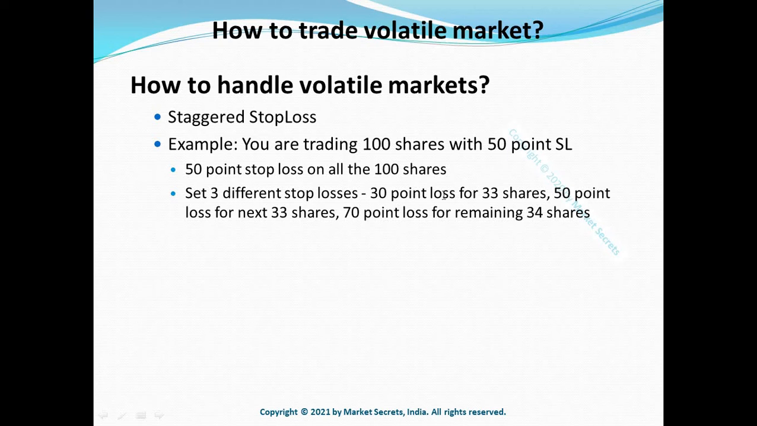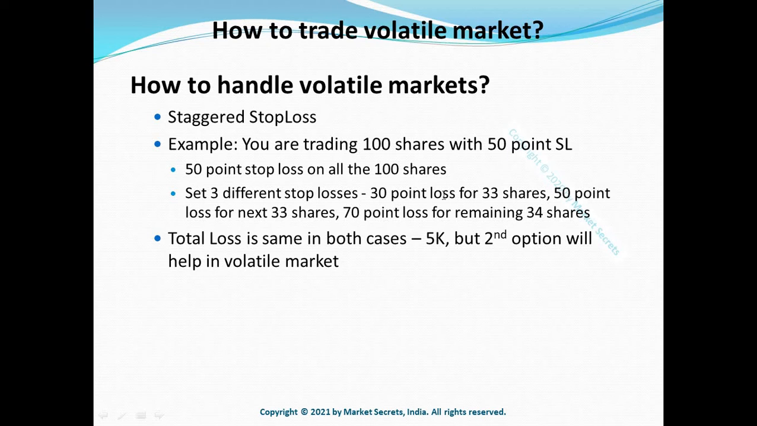We can set the first stop loss at a 30 point loss for 33 shares, the next stop loss at a 50 point loss for 33 shares, and the third stop loss at a 70 point loss for the remaining 34 shares. Your total loss in both cases would be the same, 50 points per share for 100 shares, which is 5000 points in total. But the second option would give you a chance to stay in two-thirds of the position above a 50 point loss and maintain one-third of the position even if the price drops by 50 or 60 points before bouncing back.